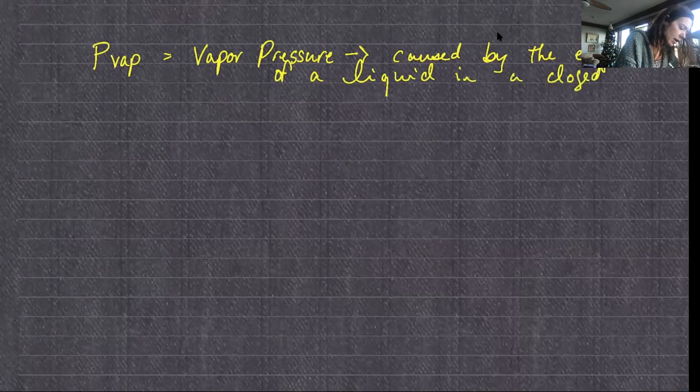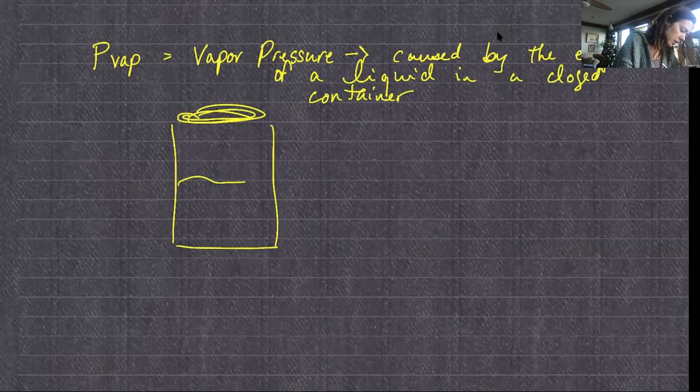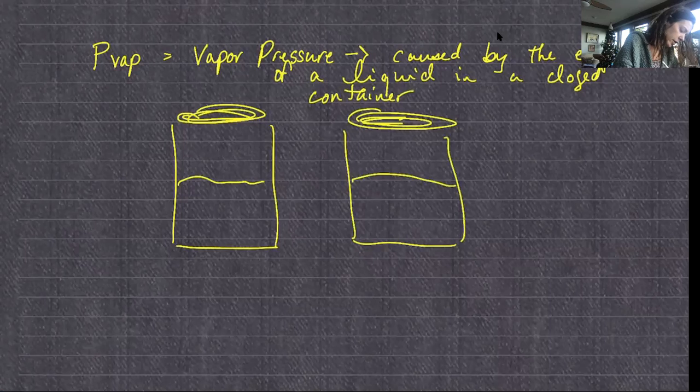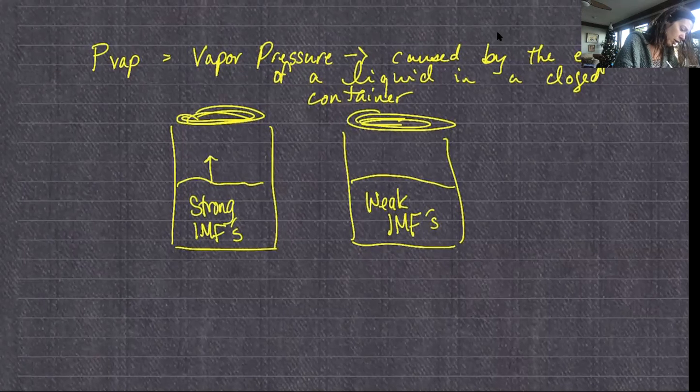All right, and you'll think about it. Here's our container. Here's our liquid. Here we have strong IMFs. And here we have weak IMFs. Okay? Which one of these is going to evaporate more readily? The one that is strongly attracted to itself, or the one that is weakly attracted to itself? The one that is weakly attracted to itself.